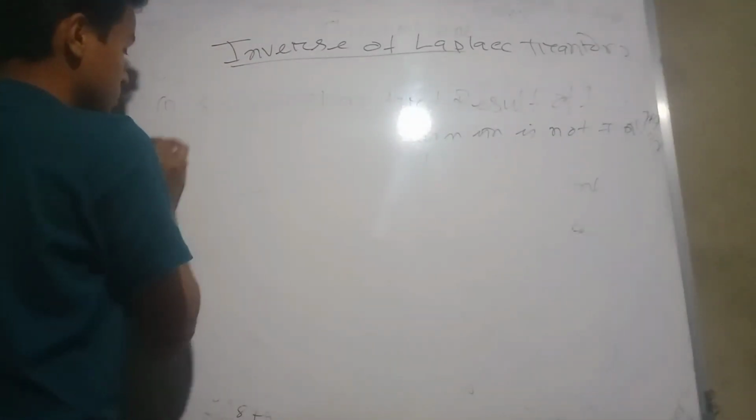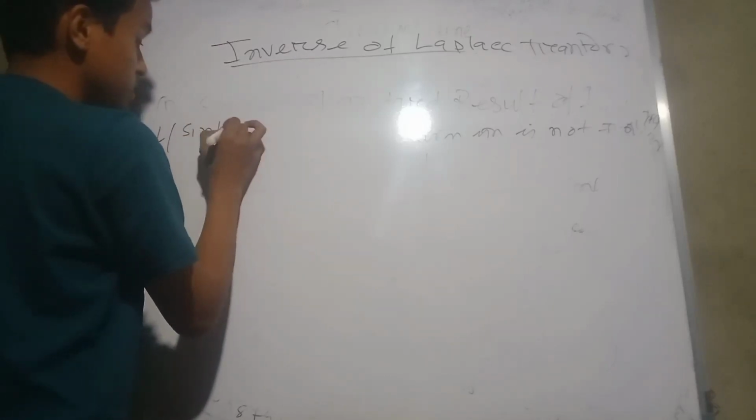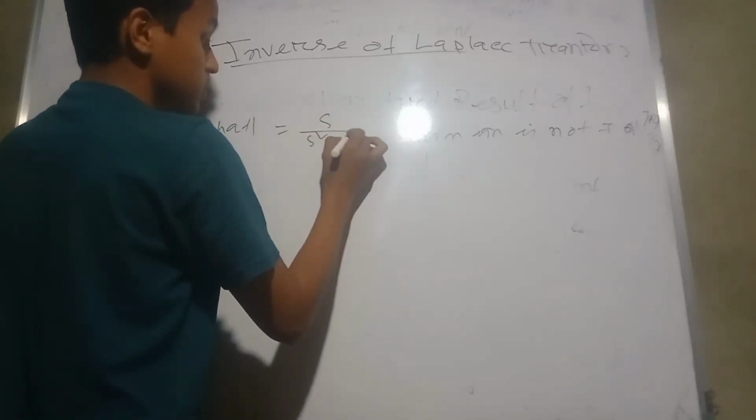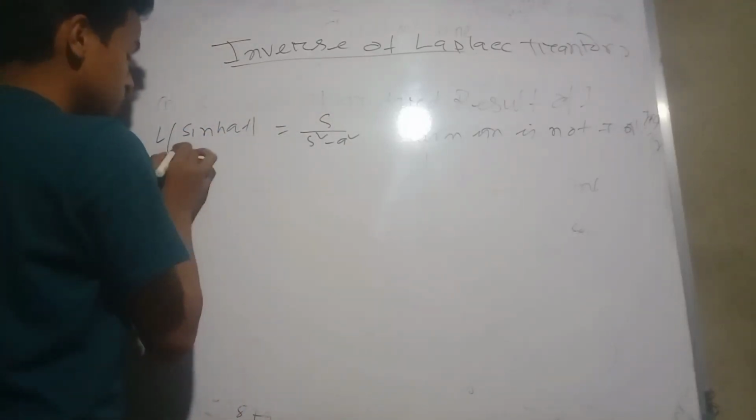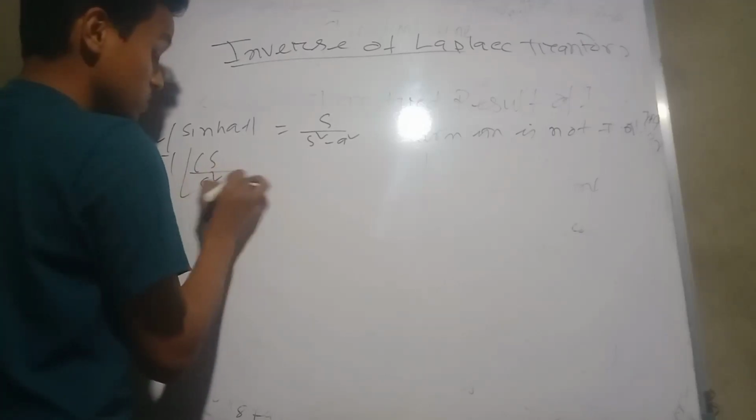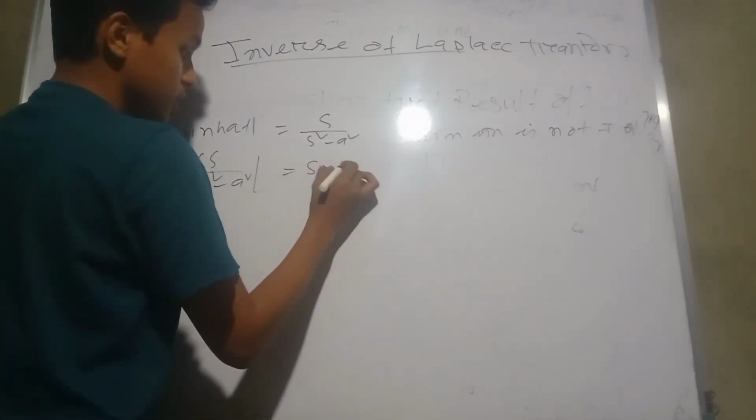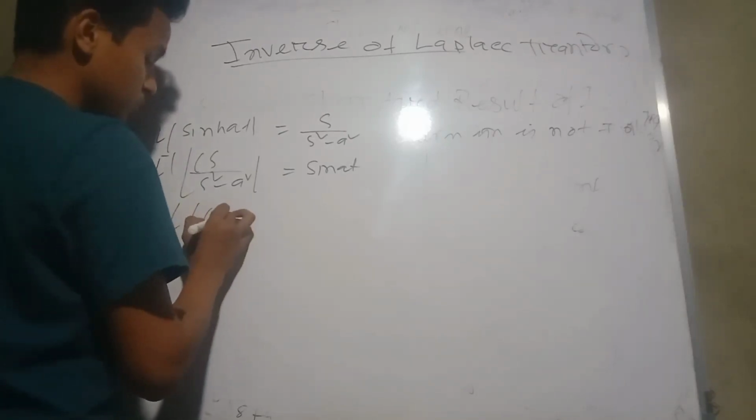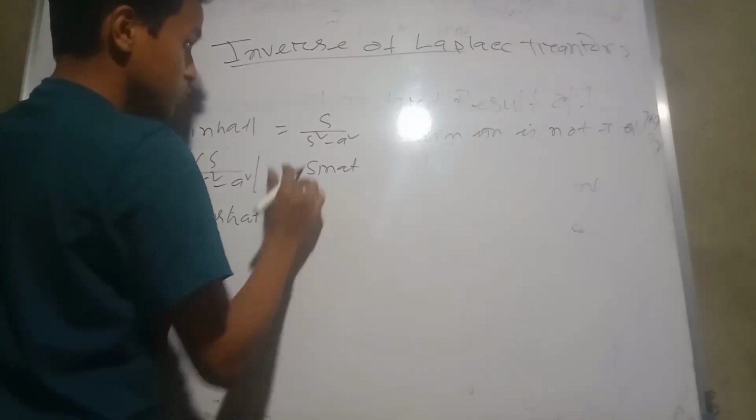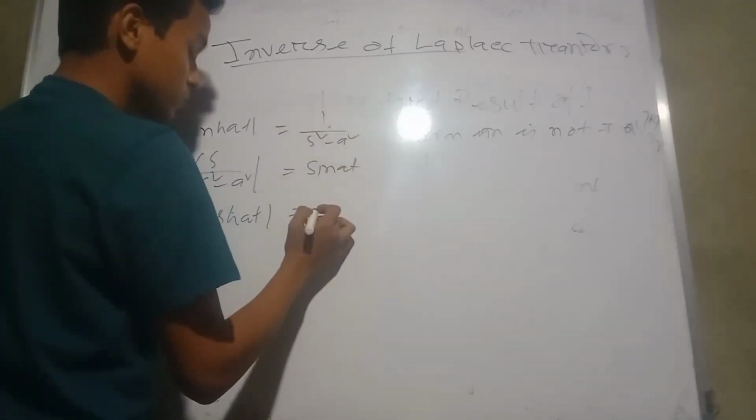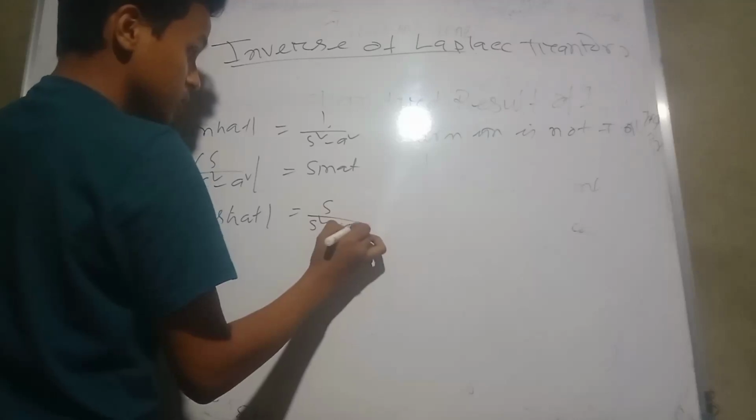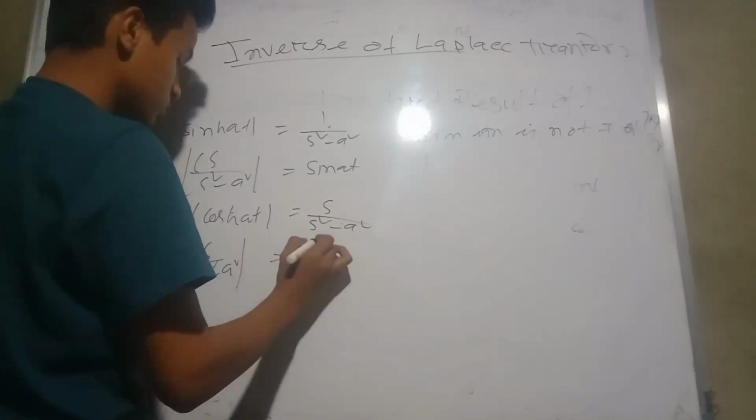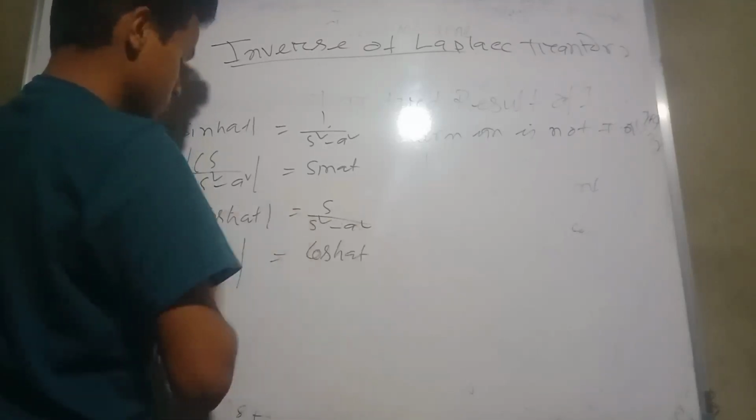So the Laplace transform of sine hyperbolic at is what? We know it is a upon s squared minus a squared. So the inverse of a upon s squared minus a squared equals sine hyperbolic at. Sixth, the Laplace transform of cos hyperbolic at is s upon s squared minus a squared. So the inverse of s upon s squared minus a squared equals cos hyperbolic at.